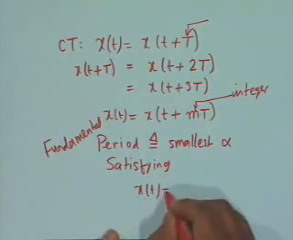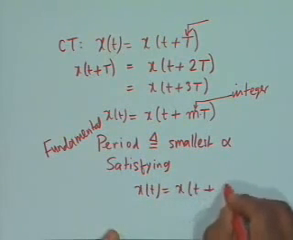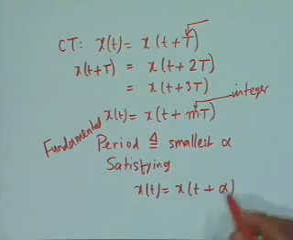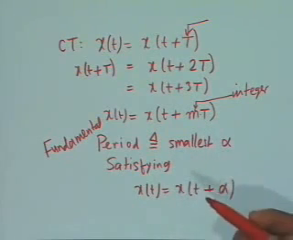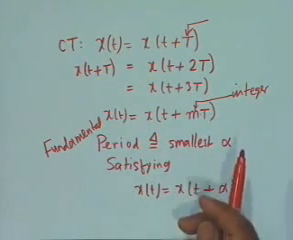x of t equal to x of t plus alpha. You see that alpha could be capital T or any integer multiple of capital T. The smallest alpha which satisfies this relation, we shall call it the fundamental period or simply the period. The period obviously has the dimensions of seconds.